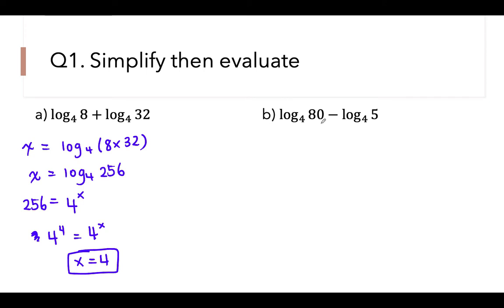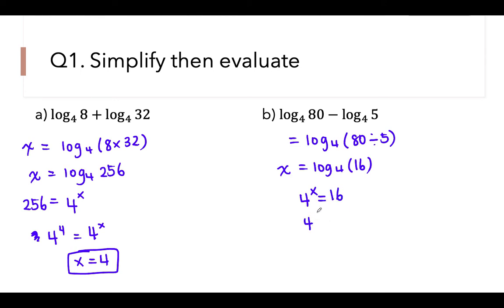Next, we have the same base and subtraction. That means it's log base 4 of 80 divided by 5, which is log base 4 of 16. Same thing: you want to ask, 4 to an exponent of something should give me 16. Or you could let this equal x. 4 to the x is equal to 16. We know that 16 is 4 squared. So therefore, x is equal to 2.